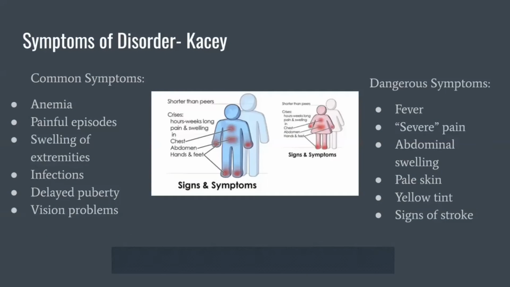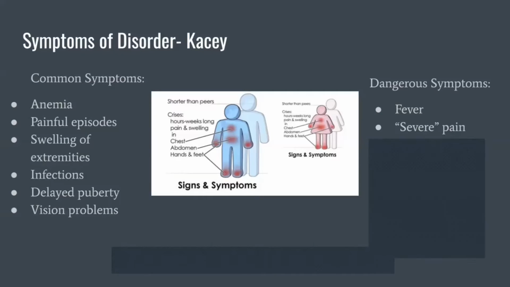There are many common symptoms that characterize sickle cell anemia. The common symptoms are anemia, painful episodes, swelling of extremities, infections, delayed puberty, and vision problems. But there are also some more dangerous symptoms that are often associated with a sickle cell crisis, and those are fever, severe pain, abdominal swelling, pale skin, yellow tint, or signs of stroke. If any of these symptoms are noticed, that person should immediately seek medical attention and treatment.